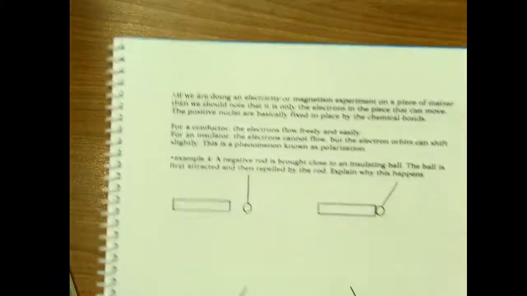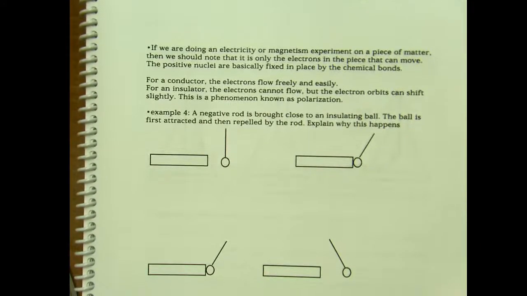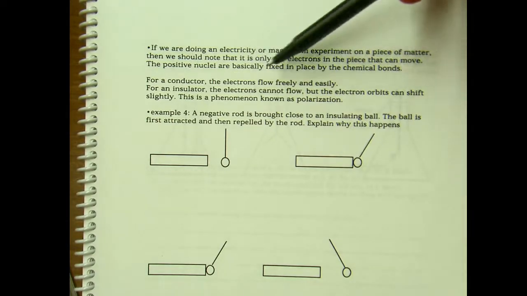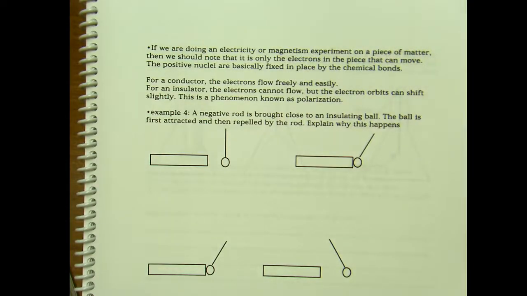So if we're doing electricity and magnetism experiments on a piece of matter, then we need to note that it is only the electrons in that piece that can move. The positive nuclei are fixed in place by the chemical bonds in that object. So for a conductor, the electrons flow freely. For an insulator, they do not.